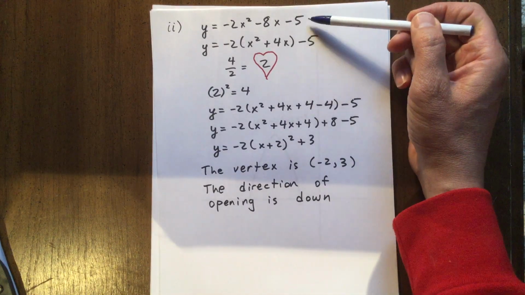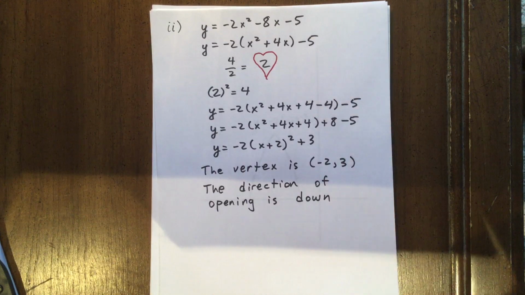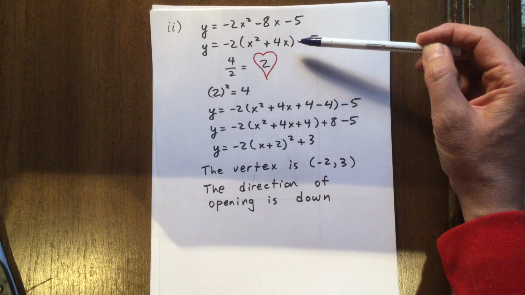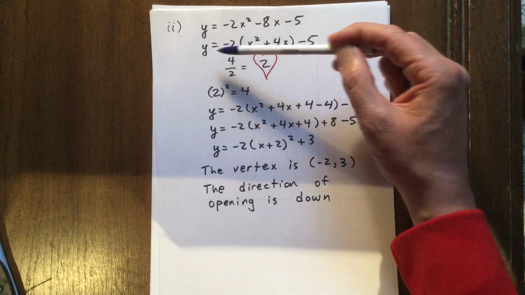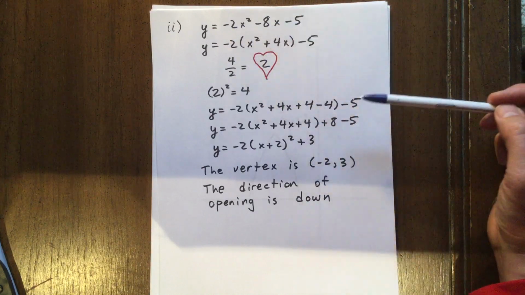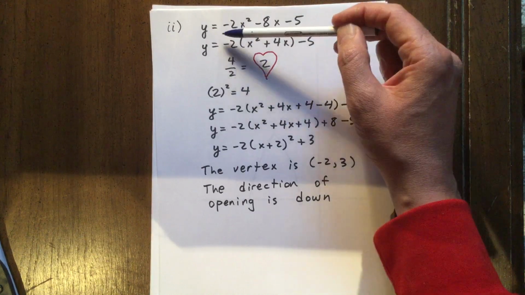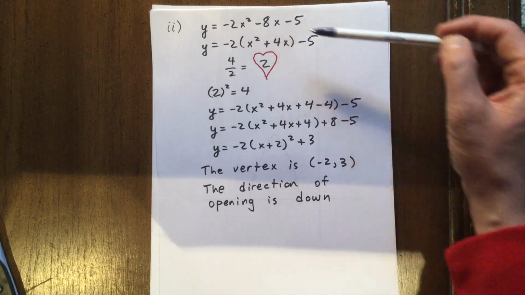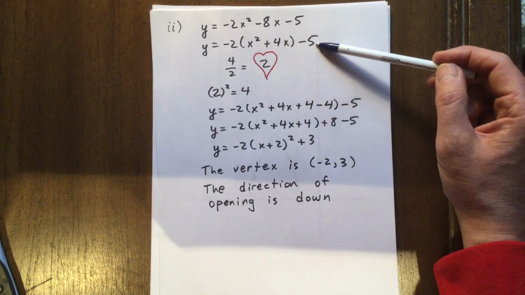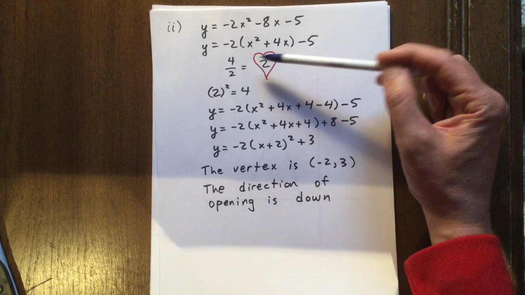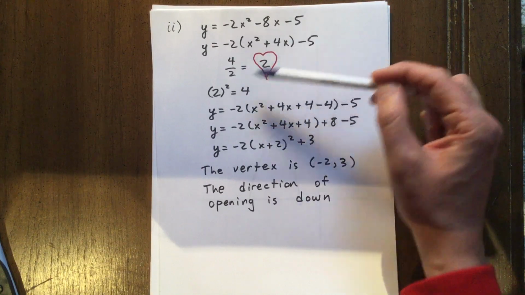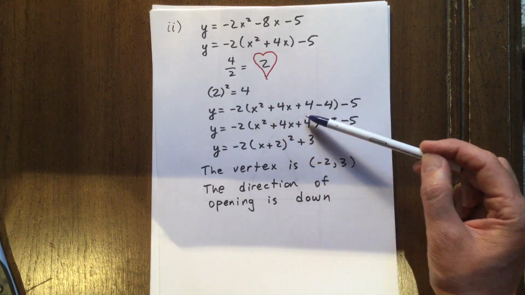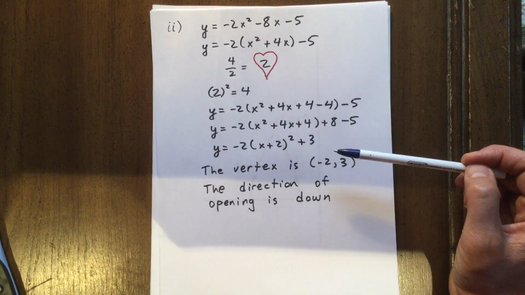All right, our next question. Y equals negative 2x squared minus 8x minus 5. We see that our lead coefficient is negative 2, so we factor it out from the first 2 terms. Negative 2 times x squared plus 4x will become negative 2x squared minus 8x, and then that negative 5 was untouched. We take this 4, divide it by 2, and we get 2. We remember that number. We then square it, we get 4, and we add and subtract that value inside the bracket.